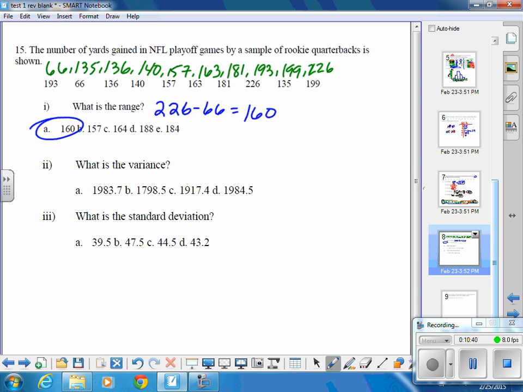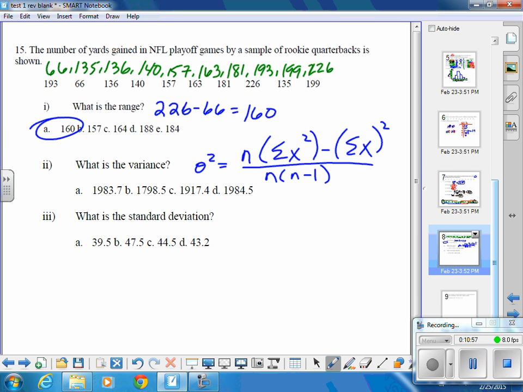If not, you have to use a formula, which is this one here for the variance. Sigma squared is equal to n times the sum of x squared, minus the sum of x, squared, all over n times n minus 1. And then to figure out the standard deviation, you just take the square root. So standard deviation is just the square root of what you got from the variance, okay?